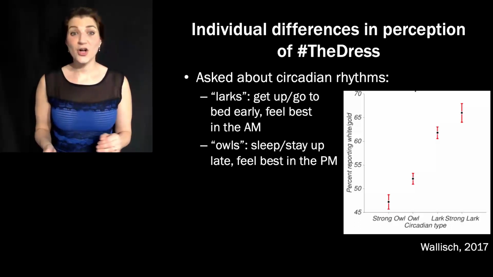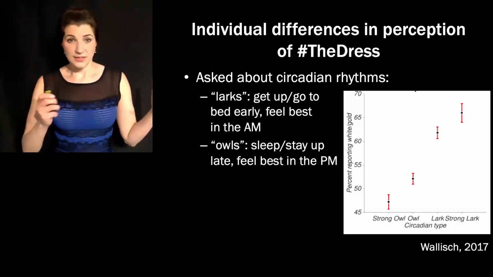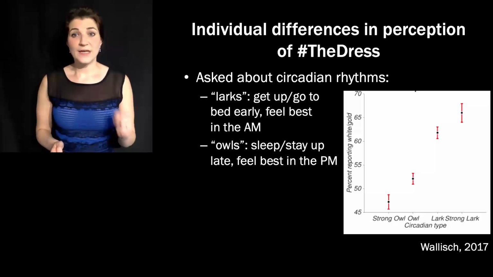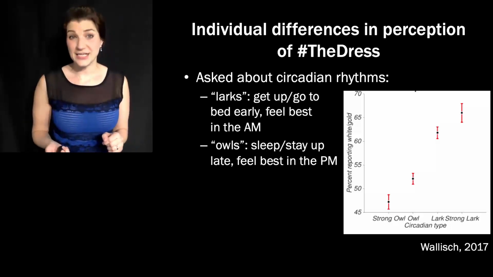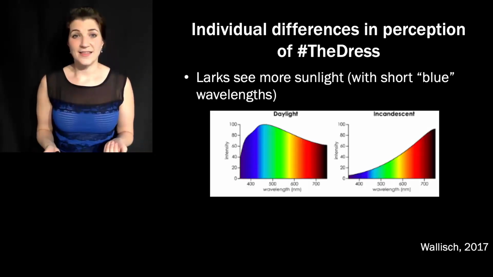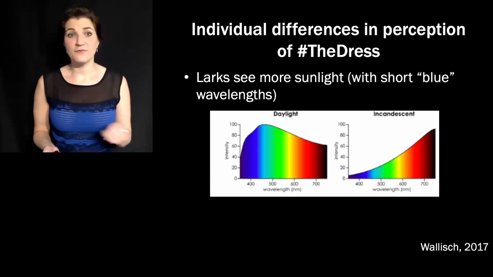So why on earth would your typical sleep schedule affect how you perceive color? Well, morning people, larks, and night owls differ from one another in a lot of ways, and one has to do with the nature of the light that they're most commonly exposed to. So larks see more natural daylight than owls do. And daylight has more short wavelengths in it than artificial light does. So larks' life experience has more bluish light in it than owls'.